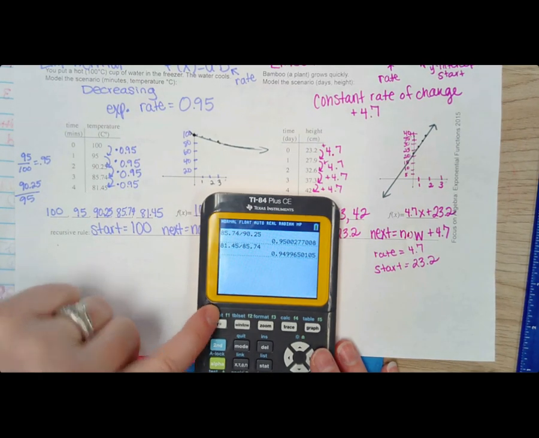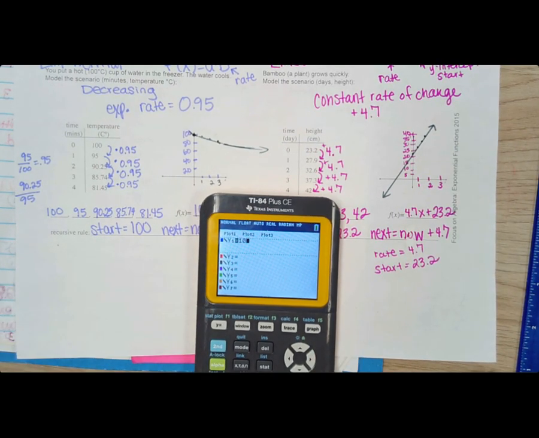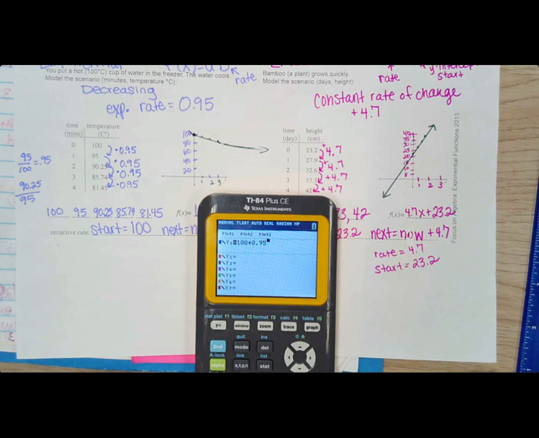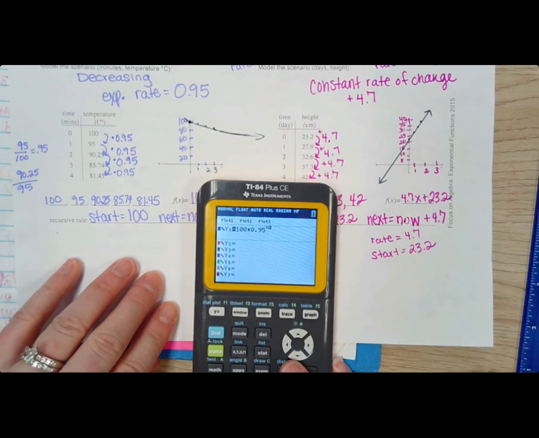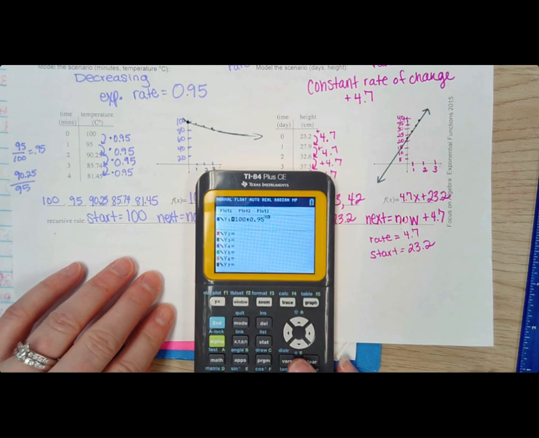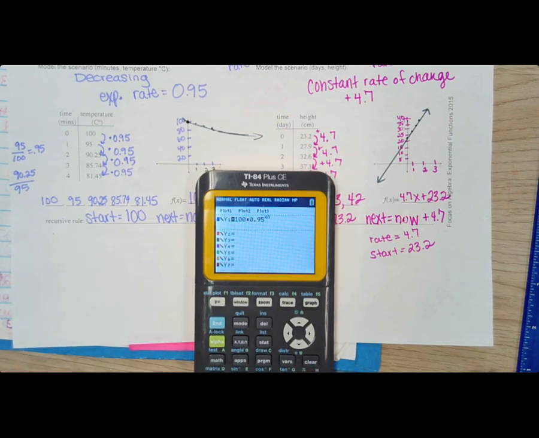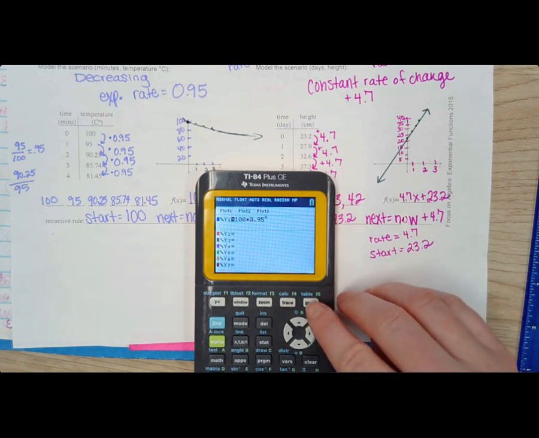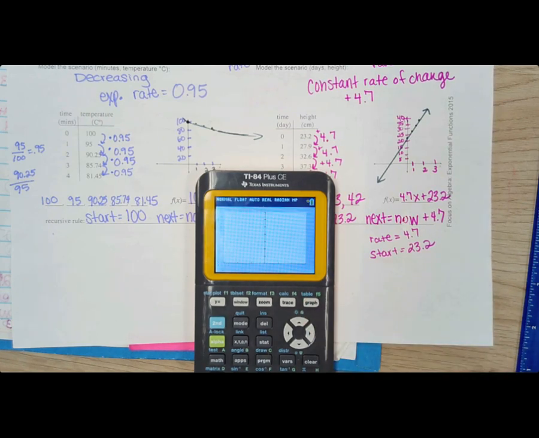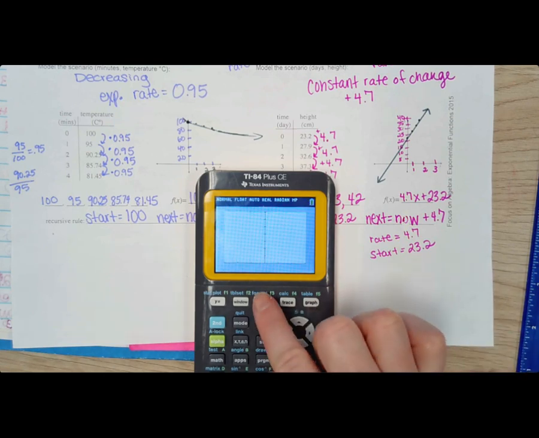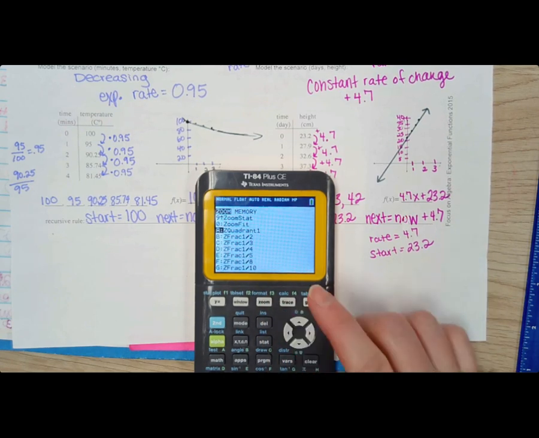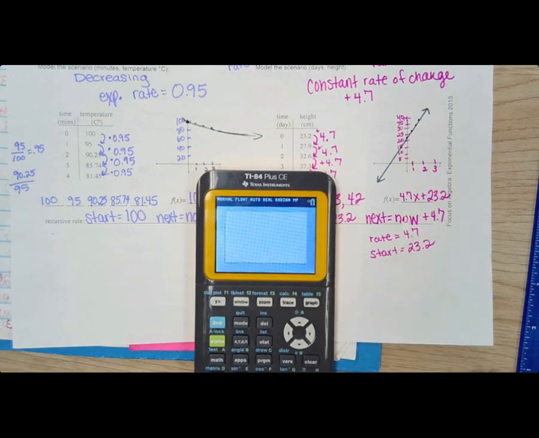So let's put that in the calculator. 100 times 0.95 raised to the x power. All right, put this in your calculator. I want to graph it. I don't see anything. What quadrant do we want to be in? 1. Okay, so go to Zoom, quadrant 1. Still don't see anything.